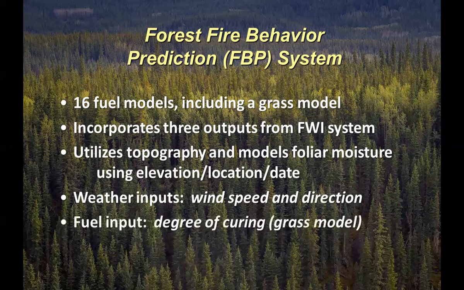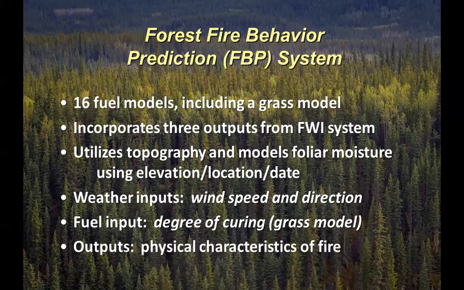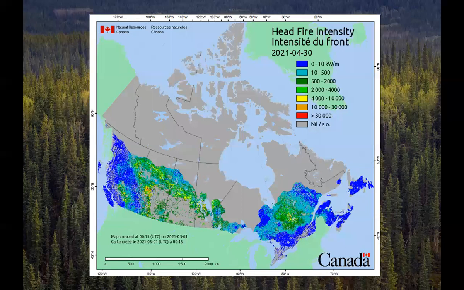The inputs for fuel are only one if you have a grass model, and that would be the degree of curing, which again typically would be provided using visual estimates. And the outputs from this system are more the physical characteristics of the fire, so it'd be more in line with the National Fire Danger Rating System of the US, which we'll talk about shortly. And here's an example of a national map for head fire intensity. This would be similar to the burning index of NFDRS.